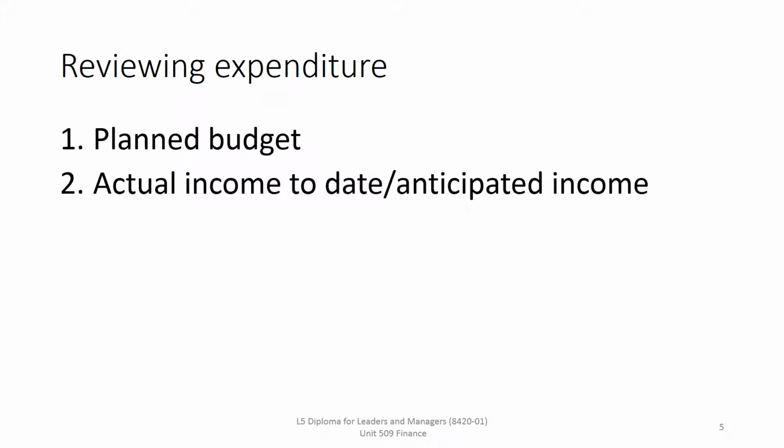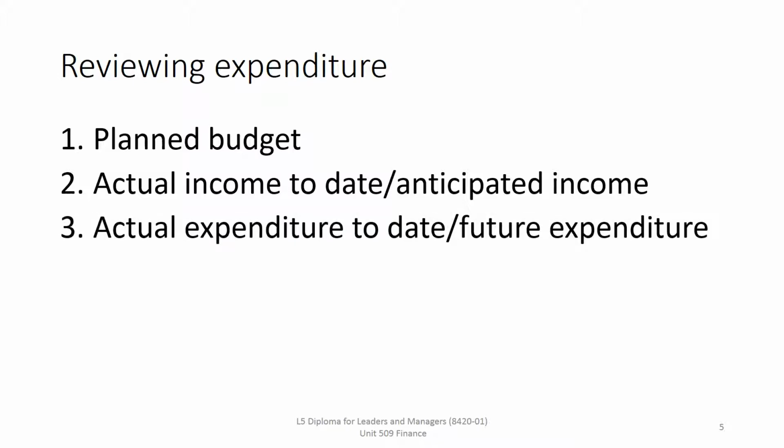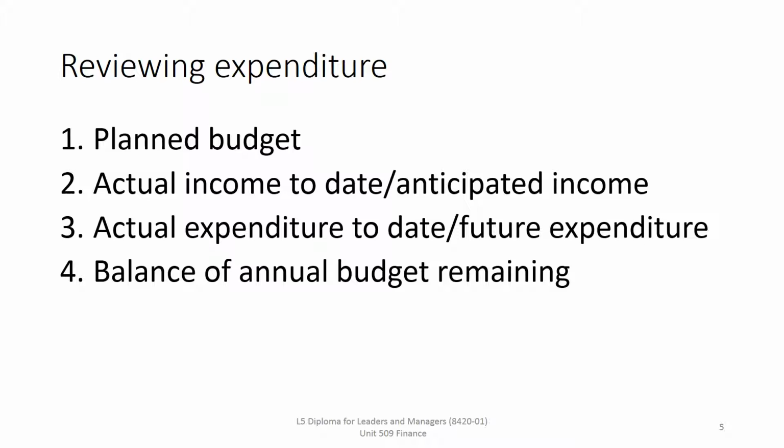So as we go through that process of monitoring expenditure and all those steps, we'll need information, and that might include things such as the planned budget for that area of activity, the full year budget, the actual income to date and the anticipated income, so what we've already received and what we're anticipating to receive, the actual expenditure to date, and any already committed future expenditure that we won't be able to change or go back on. A balance of the annual budget remaining, so what actual expenditure and commitments added together compare to the full budget, and this will indicate the balance of our budget remaining at this point in time when the review is done, not at the end.